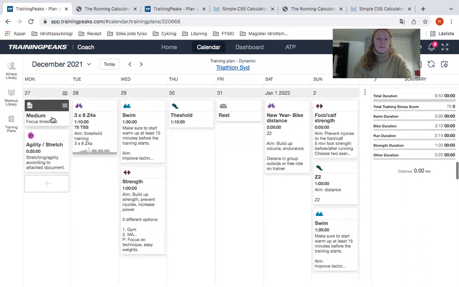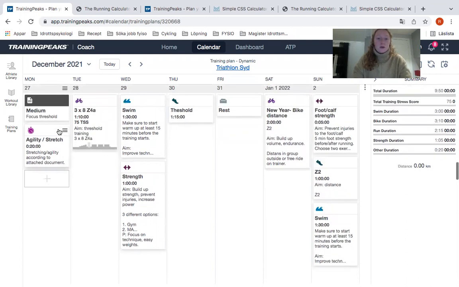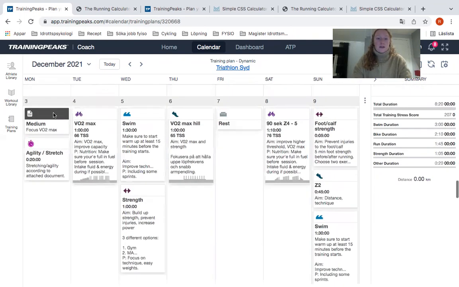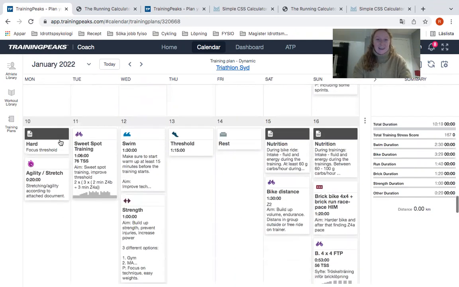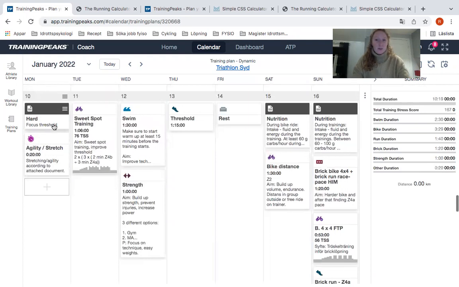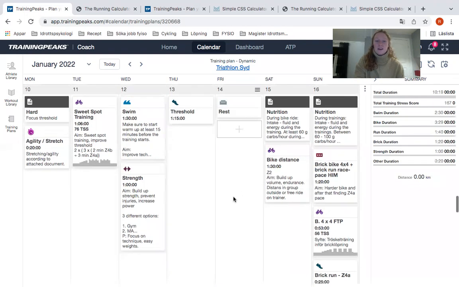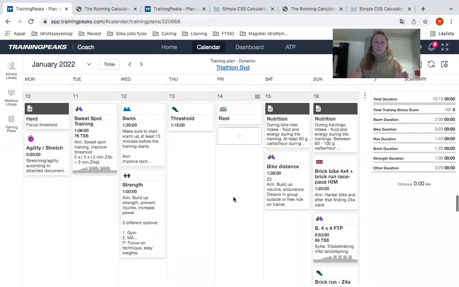Next week, it's medium hard, focusing on threshold. And then a medium week, focusing on VO2 max. And then last, we have a hard week where we focus on threshold again. And you will also have a brick session on Sundays. We'll end up there. And that is the whole block. Then we'll start over again from easy, medium, medium, hard.